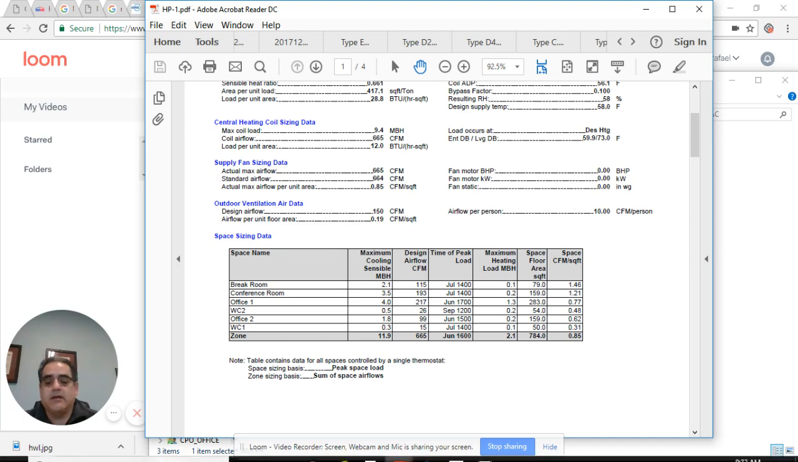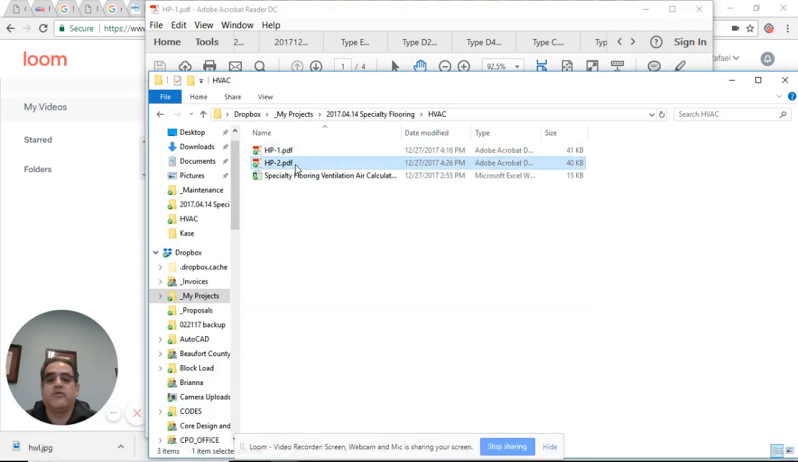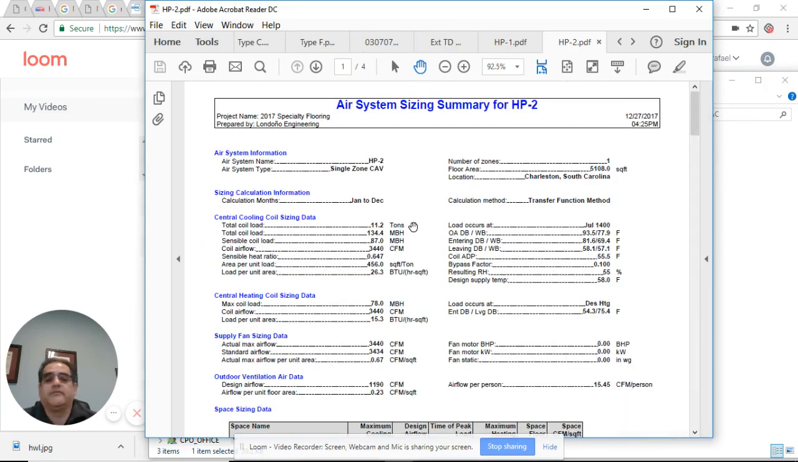analysis. Let's take a look at the second system, which was the system for the showroom. So this will be a little different. 11.2 tons, we're at 5,108 square feet, Charleston, South Carolina. The load occurs at a different time because the orientation is different. This load occurs here at 1,400 hours in July, not June. That's 2 p.m.